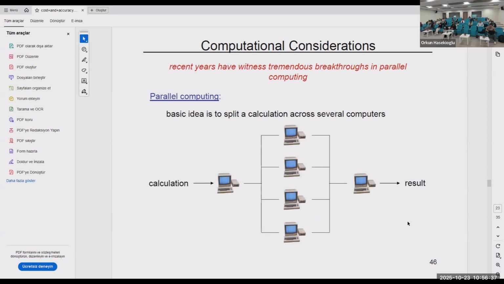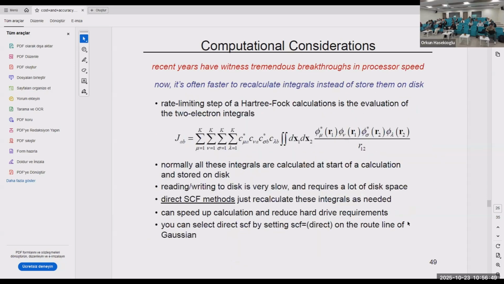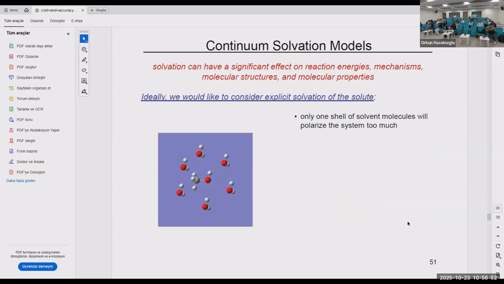And here are more examples. For computational considerations, use parallel computing, right? And that changes the speed of the calculations with the number of processors. And these are the things that I wanted to say.